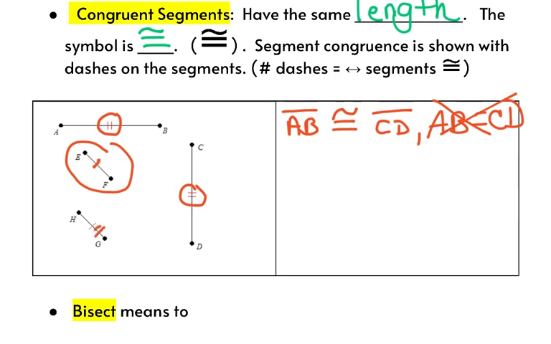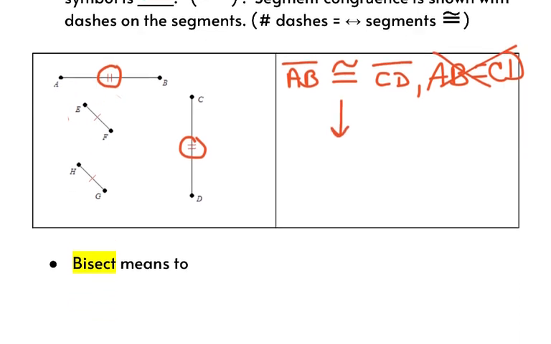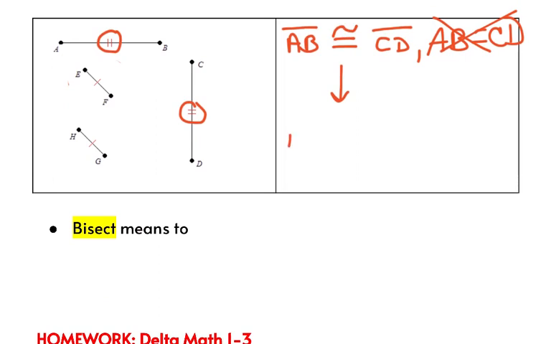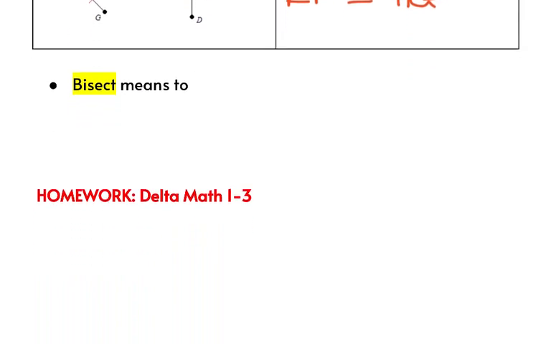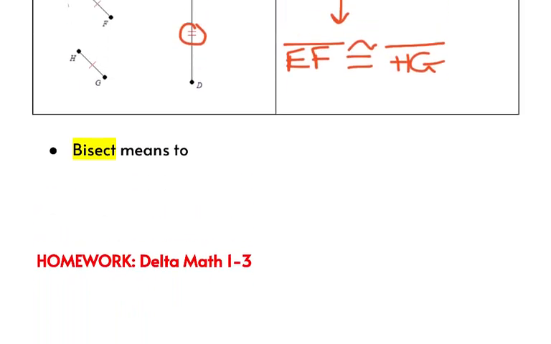Now, if this one had a triple, then it means it's not the same measure as any of those up there, but they both had a single. So I want you to write the congruence right here. So pause the video. You would say segment EF, boom, is congruent to segment HG or GH. We talked about that in the last lesson, that the order does not matter for segments.